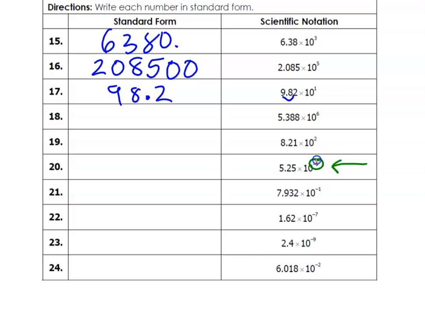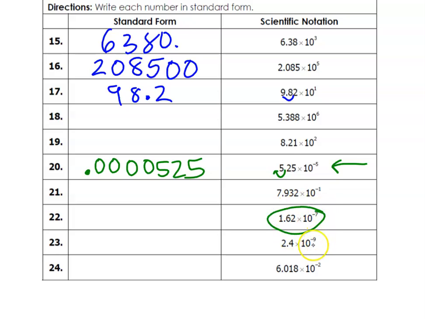This one's going to get 5 place values smaller. But again, when I move, this takes up 1 place. I've got 4 more to go. 1, 2, 3, 4 zeros, 5, 2, 5. And the decimal goes in the front this time.